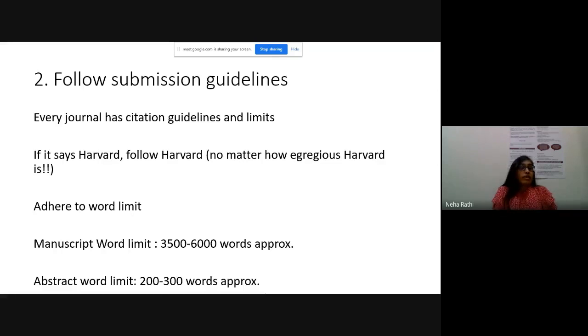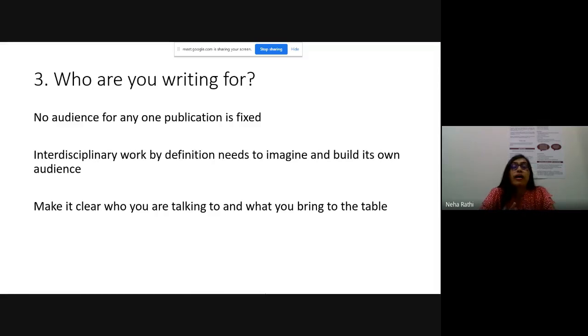Now, manuscript word limit is generally between 3,500 and 6,000 words. But there are some journals, particularly open access ones and maybe Appetite, which don't have any word limits. So you can write as much as you want, but of course, it shouldn't be too lengthy. And keep in mind, the abstract word limit is between 200 and 300 words. I'm very sorry for that.